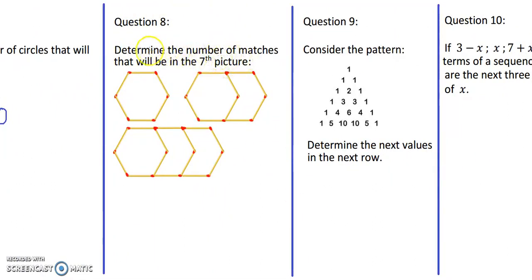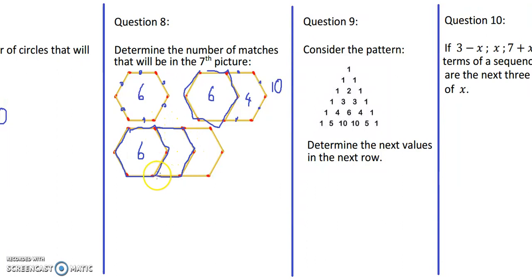Determine the number of matches that will be in the 7th picture. Well, in the first one, we've got 1, 2, 3, 4, 5, 6. Now, we know here we've got 6 matches. But how many are here? 1, 2, 3, 4. So that means in total we've got 10 matches. Okay, over here we know that we have 6. And in the last picture we counted these and they were 4. Let's count these ones now.